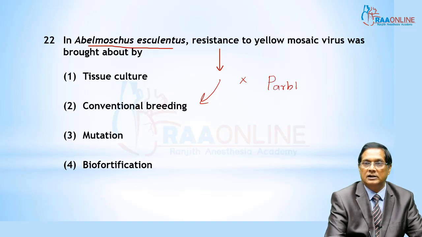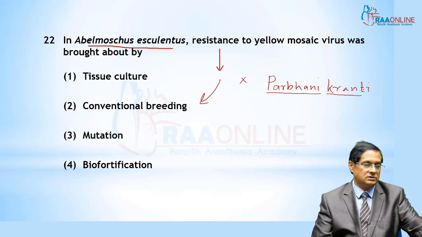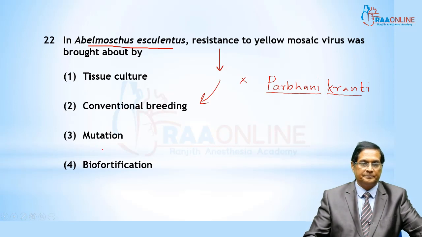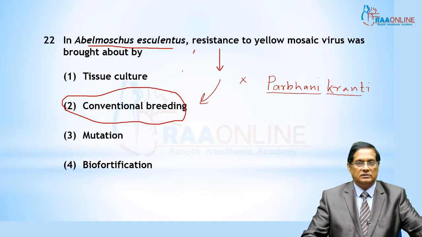Parbhani Kranti is the result of conventional breeding. Abelmoschus esculentus is crossed with another species of Abelmoschus. This is conventional plant breeding. That particular variety is responsible for resistance against yellow mosaic virus.